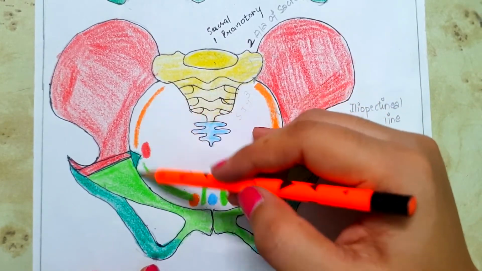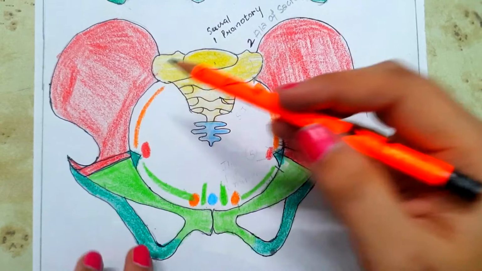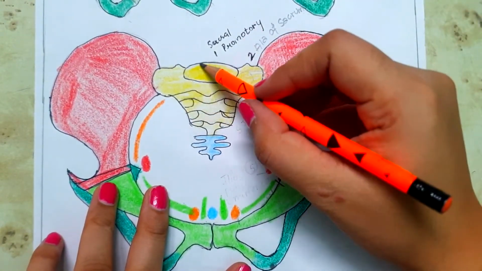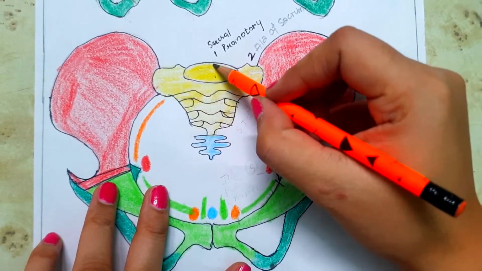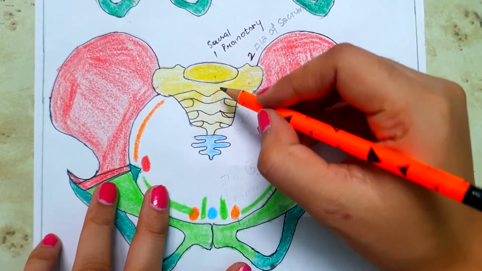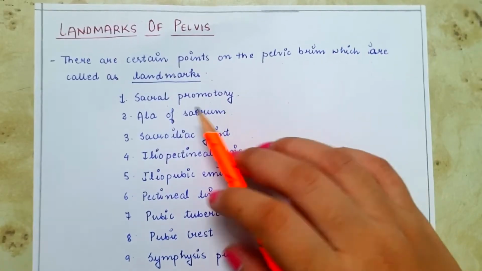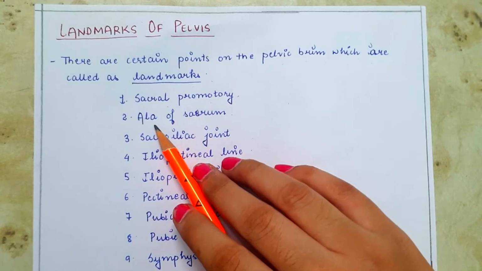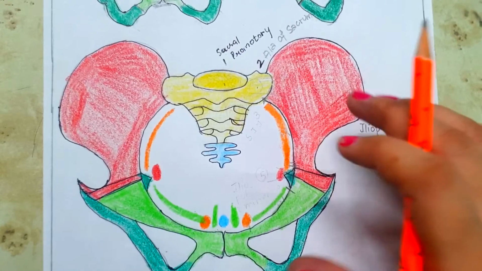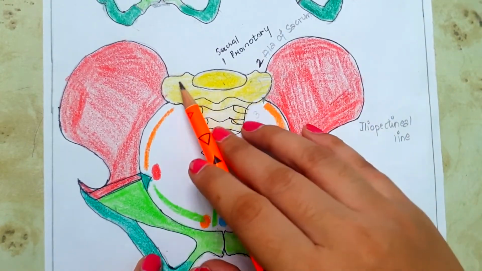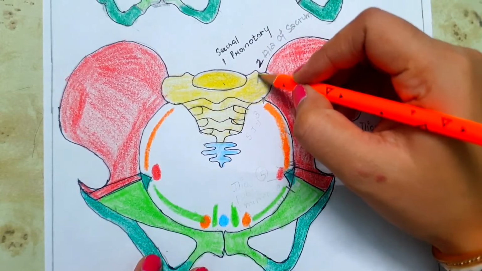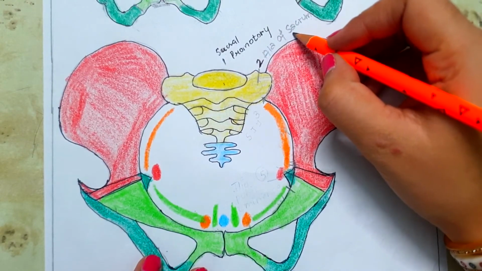As you can see in this diagram, this is the pelvic brim. Starting from the posterior side of the pelvis, this is the sacrum, and this portion of the sacrum is known as the sacral promontory, and this is the first landmark. After the sacral promontory, the second landmark is the ala of the sacrum, or the wings of the sacrum. Here you can see these are the wings of the sacrum. So this is the second landmark, also known as the ala of the sacrum.